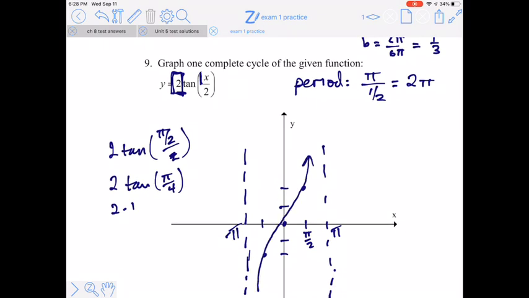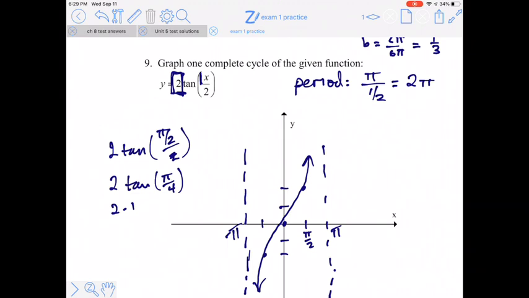So that just gives me a little bit better idea of the actual shape of the graph. So that's a little more precise way to do it. But expectations for you, since we didn't really have time to cover that, for tangent and cotangent, you need to have the correct spacing between your two vertical asymptotes, okay, and the correct shape of the graph.